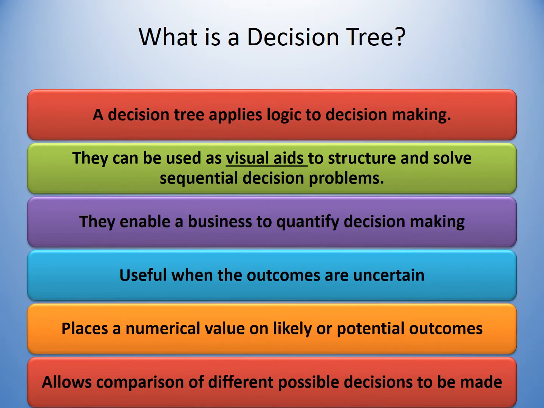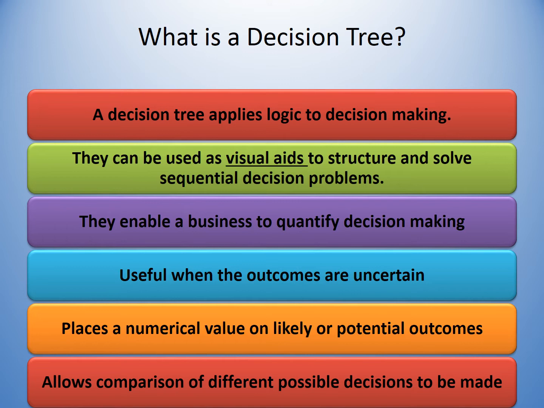So first of all, what is a decision tree? Well, put simply, it is a method that companies use to simplify the decision-making process. Now, it applies logic to basic decision-making. It can be used as a visual aid and structure because not every manager is going to be able to look at the maths of a decision and just be able to say, right, okay, that is a good decision or not. And also, it helps to solve any subsequent decision problems.